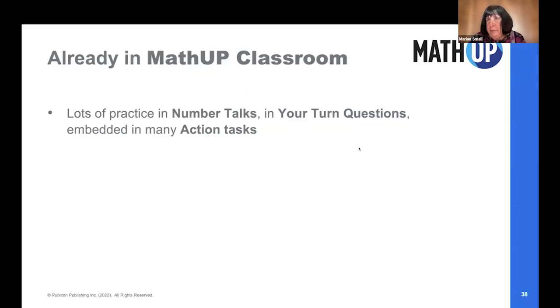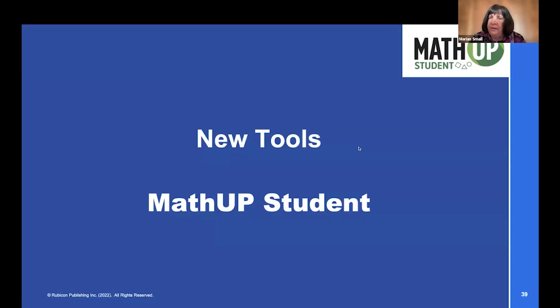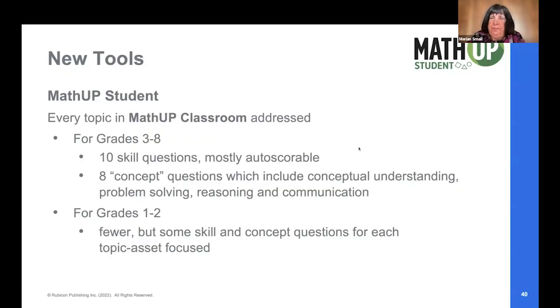Right now in MathUP Classroom, I believe there's lots of practice in the number talks, in the your turn questions, sometimes in the action task, but we created this new tool to have even more. So for grades 3 to 8, for every single topic in MathUP Classroom, there are usually 10 skill questions, most of which are auto-scorable. I'll show you what that means so you don't have to mark them.